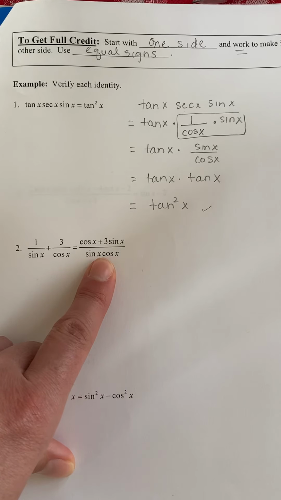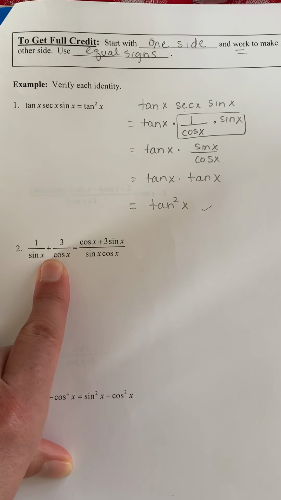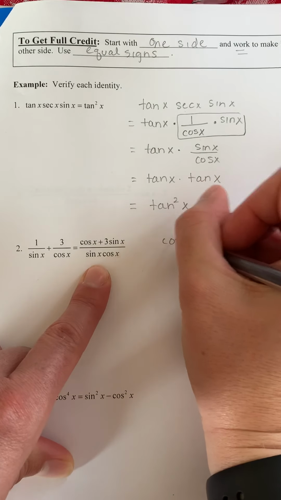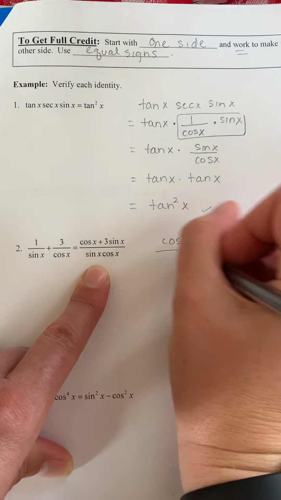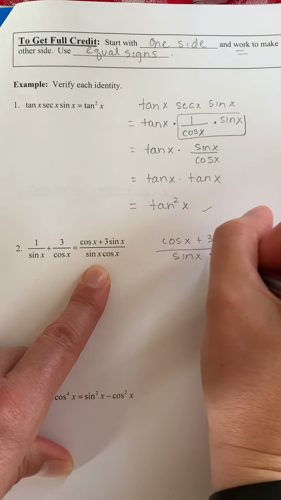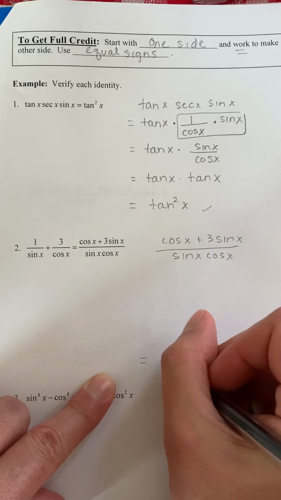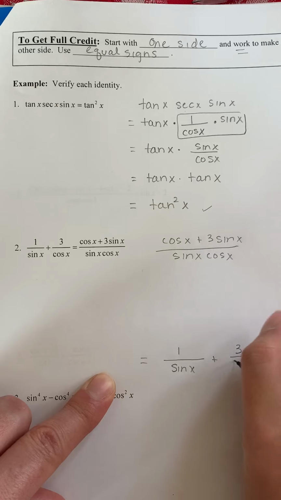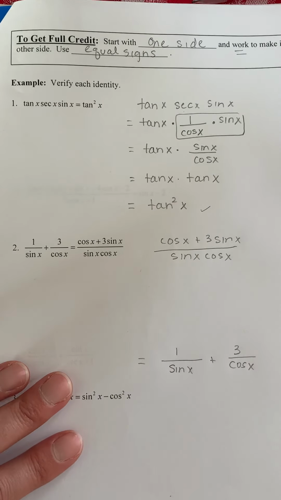sometimes it's easiest to look at the more complicated side. Here it looks like the right side, and we're gonna try to get to this left side. So I'm gonna go ahead and write this. Okay, kind of the same thing. I'm going to go ahead and put my answer down at the bottom just so I keep in mind where I'm going. Okay.